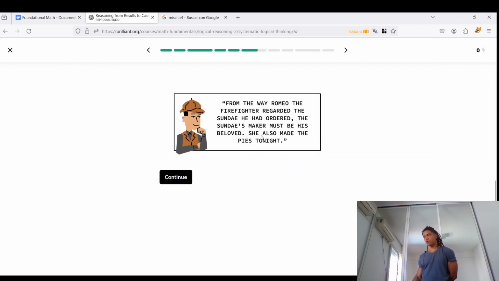Sherlock. From the way Romeo, the firefighter, regarded the sundae he has ordered, the sundae maker must be his beloved. She also made the pies tonight.